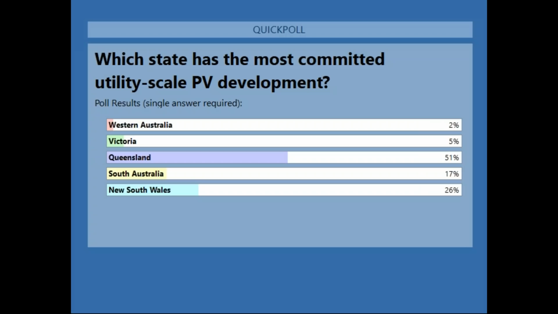We've got the results up at the present, just in case anyone can't see. 51% of the audience went with Queensland, then second was New South Wales at 26%, and third was South Australia, which actually has the highest share of variable renewable energy in the country.